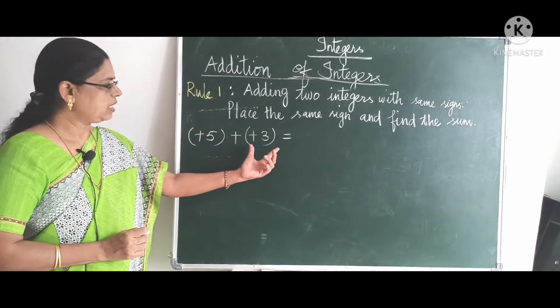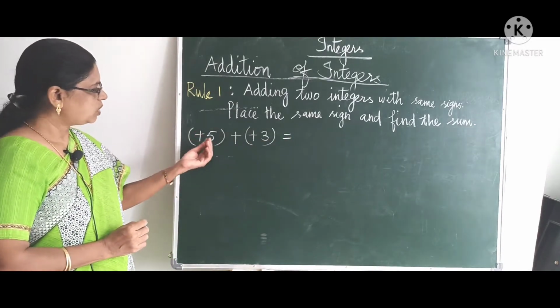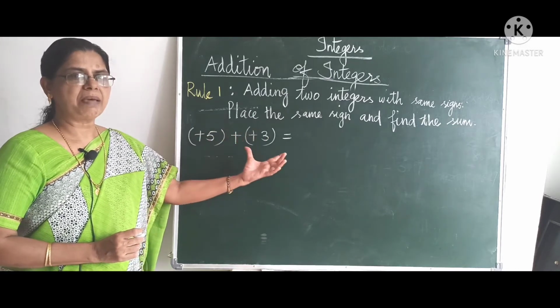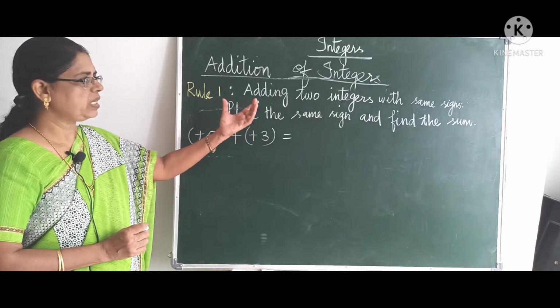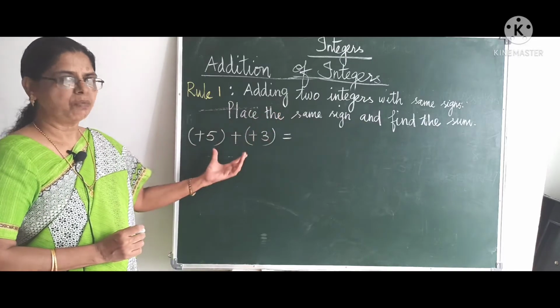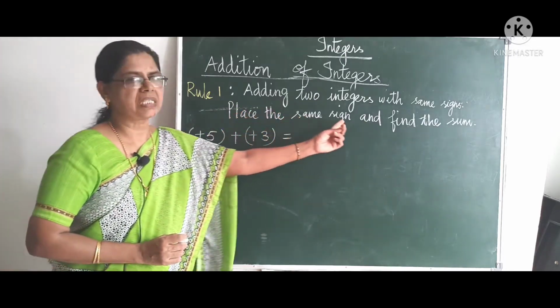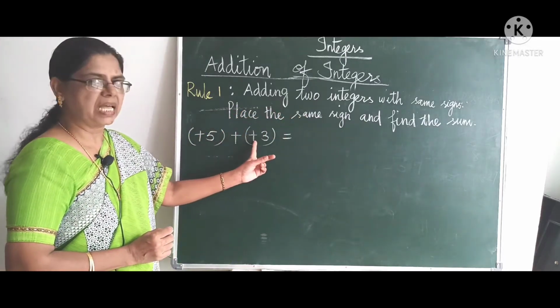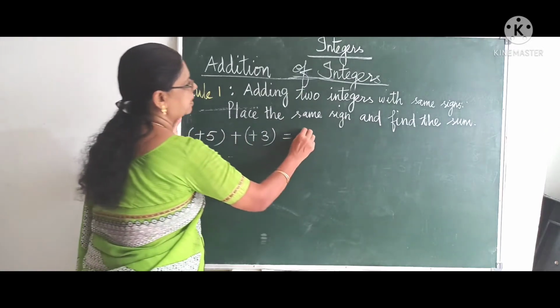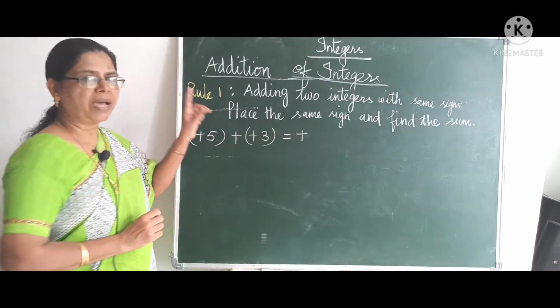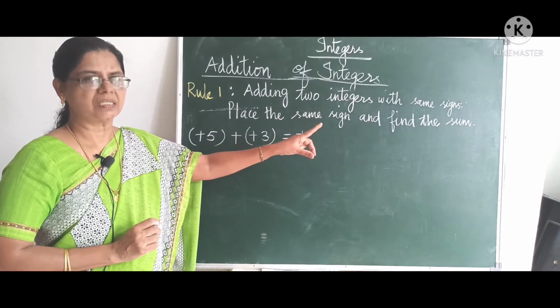I have written two integers on the blackboard. Both the integers are with the same sign. So when you add two integers with the same sign, what will you do? You have to place the same sign. If plus sign is there in both the digits, you put plus sign. And then find the sum of the integers.